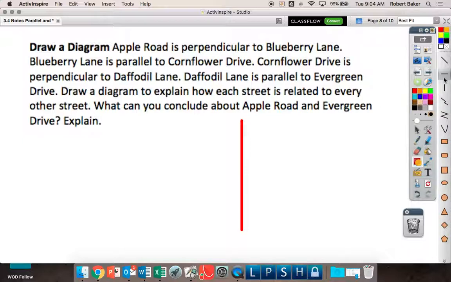Okay. Blueberry. Is everything true so far? Apple is perpendicular to Blueberry. Correct. Now it says Blueberry is parallel to Cornflower. So which way does Cornflower go? Left and right? Okay. I got Cornflower right here. Is it still true? Blueberry and Cornflower are parallel. Alright?